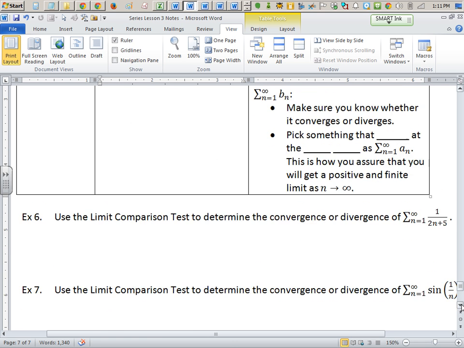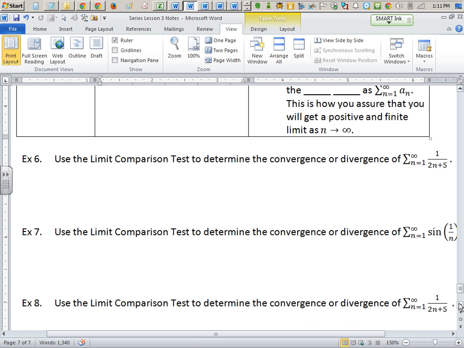Okay, so first example. Can you think of a simpler function that grows at the same rate as 1 over 2x plus 5? I want something that grows at the same rate. It's got to have exactly 1 power of n on the bottom more than it does on top. So what would you choose? You could choose 1 over 2n. You could choose 1 over n. As long as it has the same degrees, you know? Bottom degree 1, top nothing.